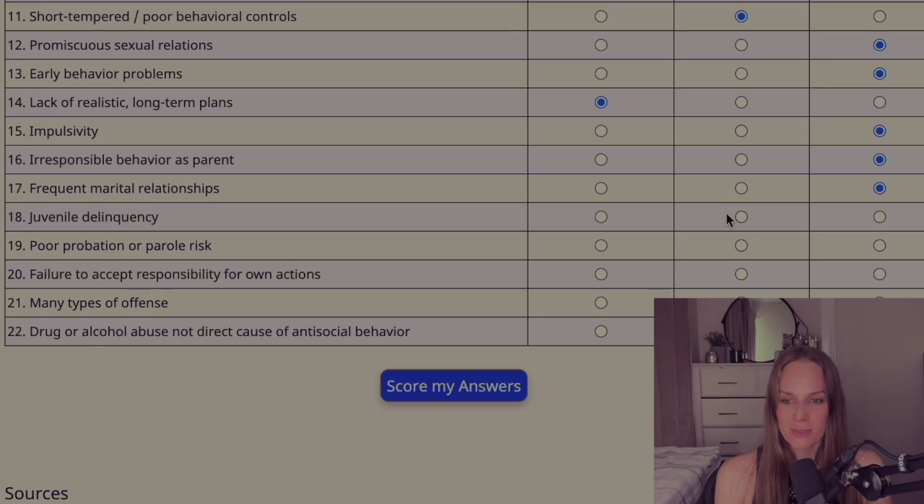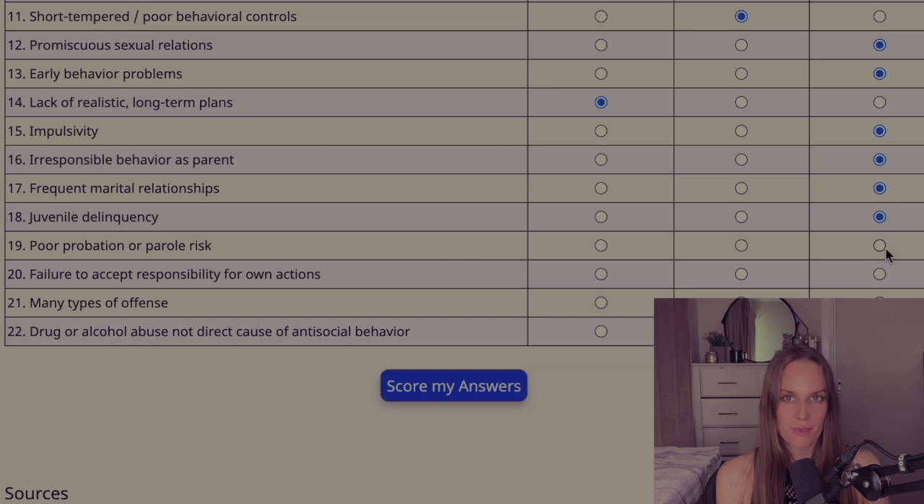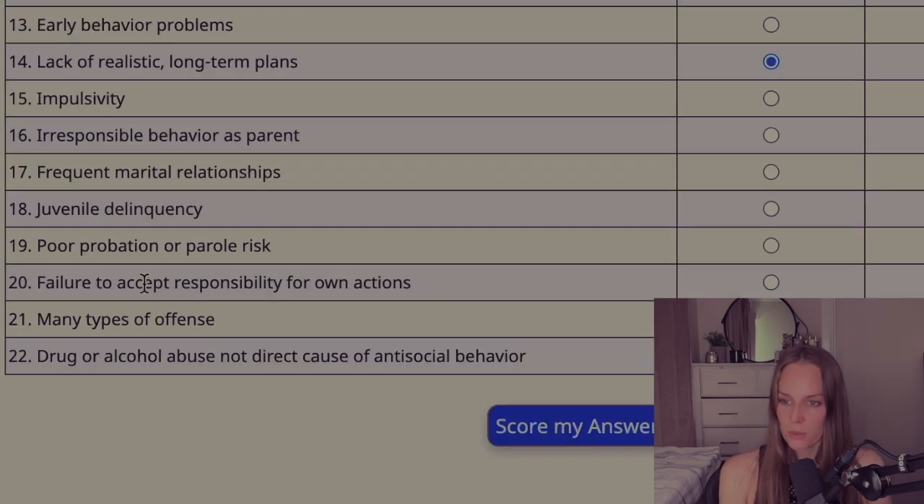But again, I wasn't doing this stuff for fun. So we'll just say definitely absent. 19 is poor probation or parole risk. I guess I've never been to jail, so. 20, failure to accept responsibility for own actions.